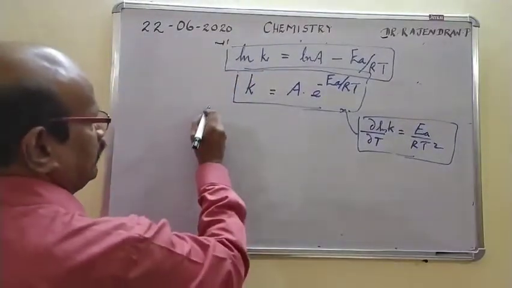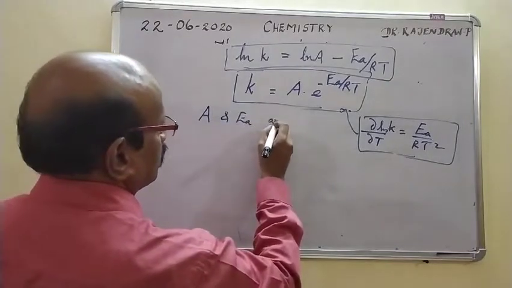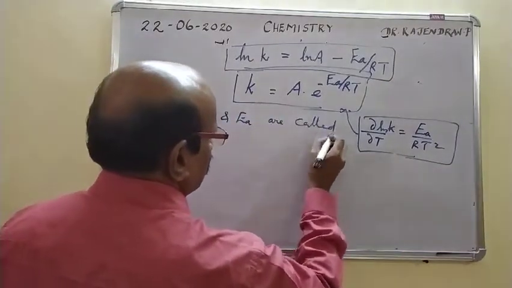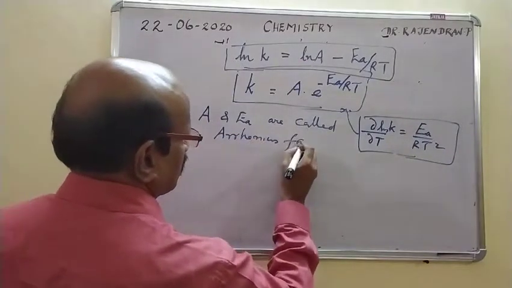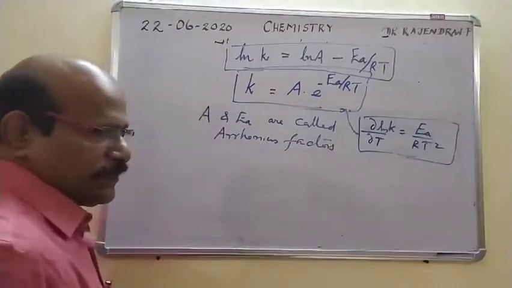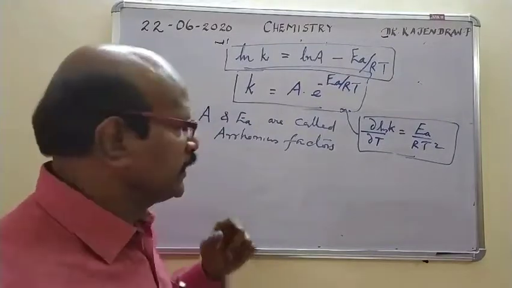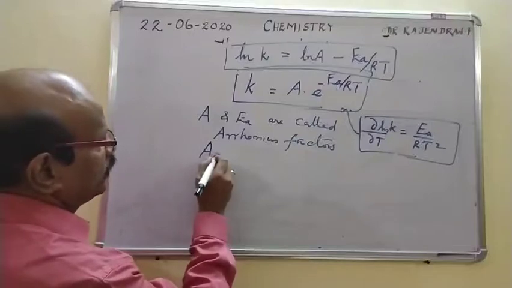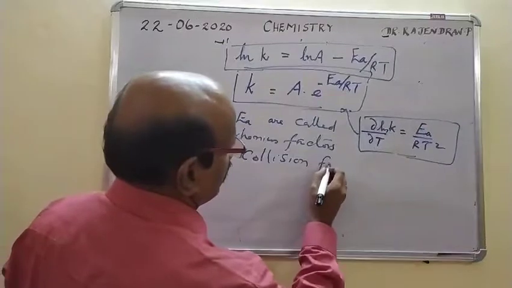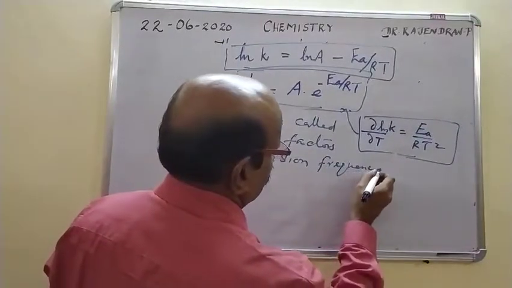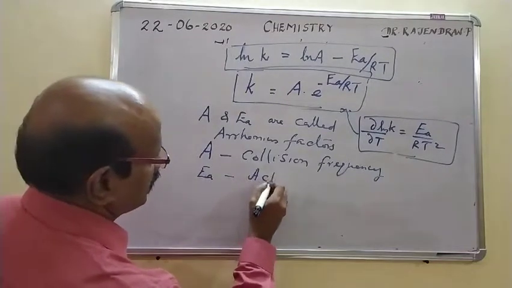So what are the Arrhenius factors? A and EA are generally called Arrhenius factors. A is called the collision frequency, and EA is known as the activation energy.